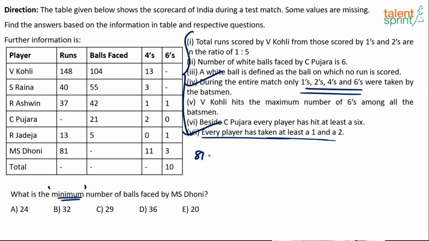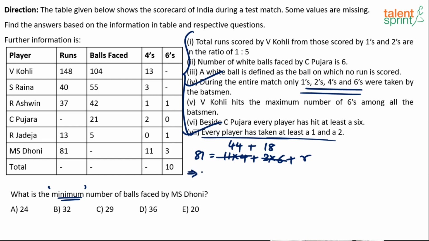Now this 81 runs is equal to what? 81 runs is equal to how many fours? 11 fours. How many sixes? 3 sixes. Plus, let's say remaining runs, R. R is remaining runs, which is ones and twos. So 11 fours, 44. 3 sixes is 18. 44 and 18 is 62. Right? 62.